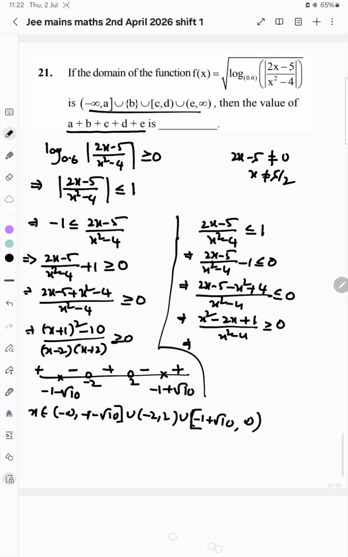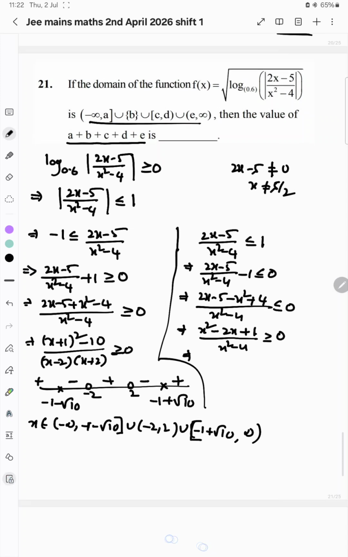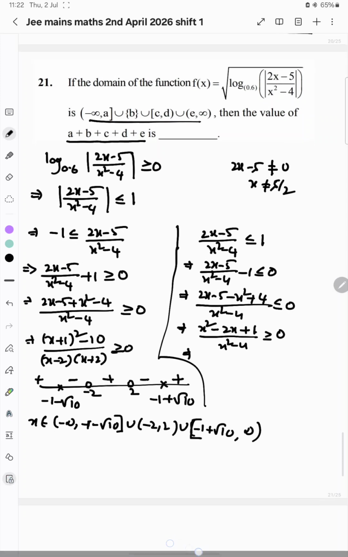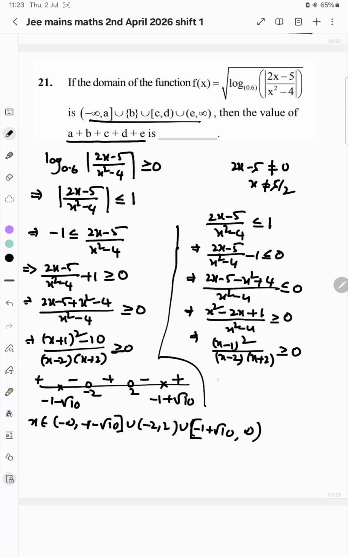Now see, the numerator we can write as what? x minus 1 whole square. That is the one we can write: x minus 1 whole square by x minus 2 into x plus 2, which is greater than or equal to 0 we can write. Okay, now let's take a real number line and plot all the critical points here. It is greater than or equal to 0 now.